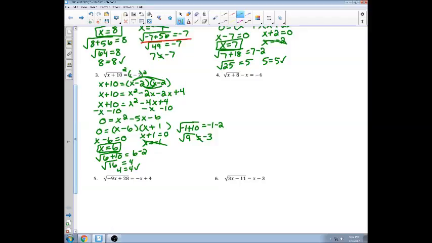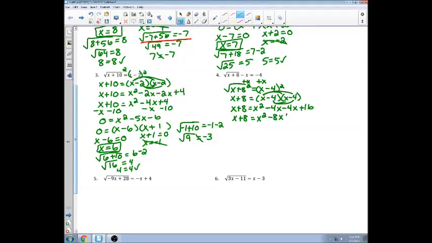Here, before I can actually square either side, what I need to do is get the radical by itself. So the first thing I need to do is add the x. So I'd have the square root of x plus 8 is equal to x minus 4. At this point, I can go ahead and square both sides. So x plus 8 is equal to x minus 4 times x minus 4. So I have x plus 8 is equal to x squared, negative 4x, negative 4x, positive 16. So I have x plus 8 is equal to x squared minus 8x plus 16.